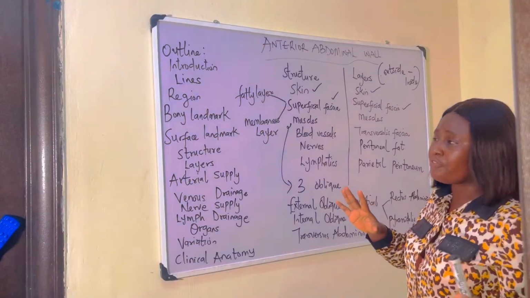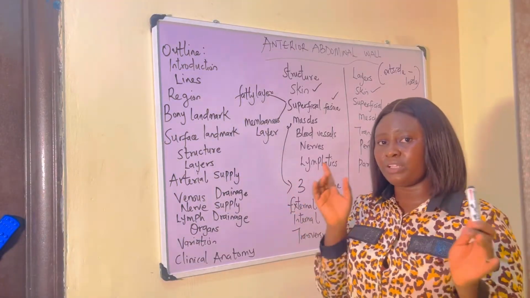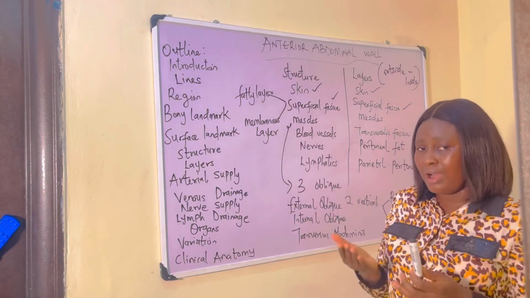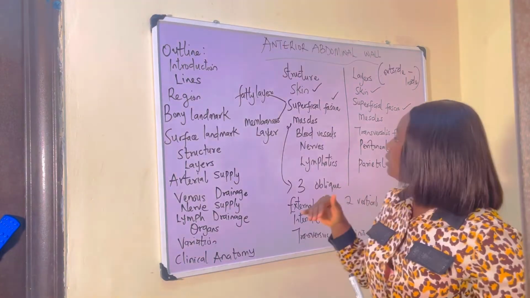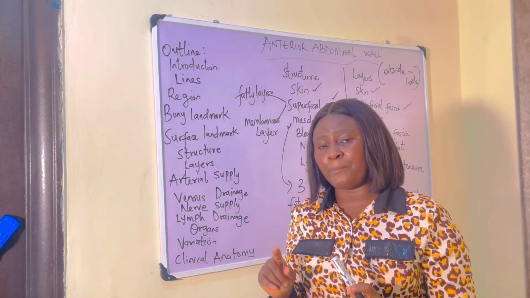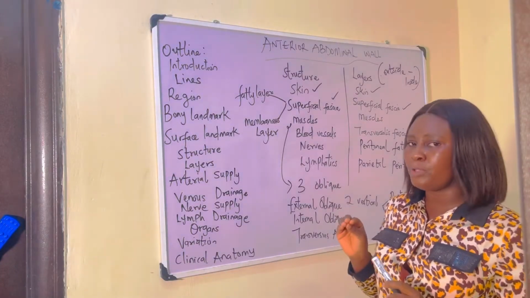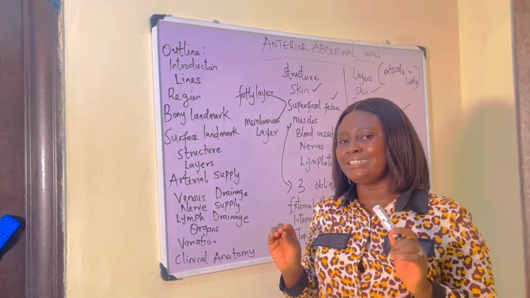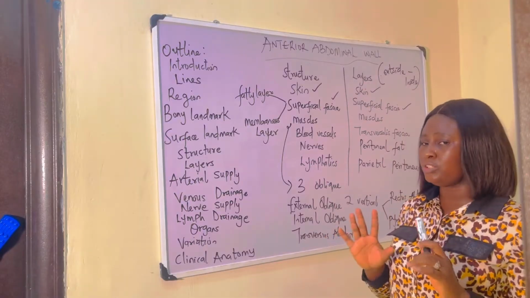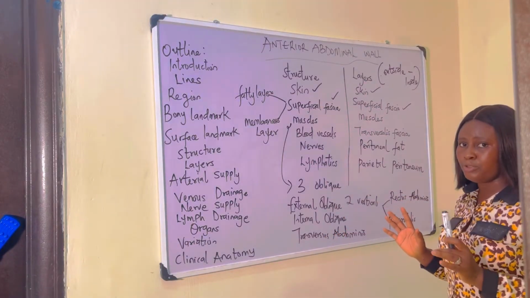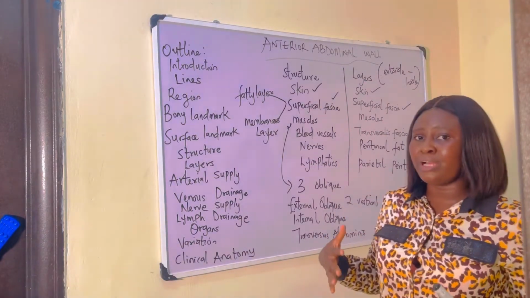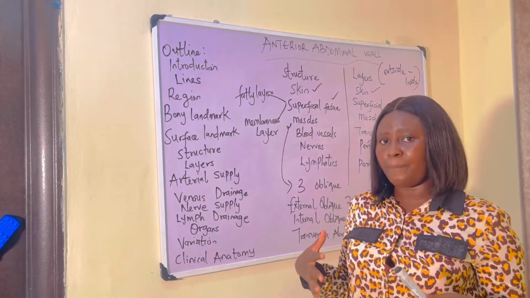It's also referred to as the Camper's fascia. That's for the fatty layer, which is on the outer part, and the Scarpa's fascia, which is the membranous layer, which is in the inner part. I want you to note that the anterior abdominal wall does not present a deep layer, a deep fascia. There's no deep fascia in the anterior abdominal wall. This is to allow the free movement of the organs that we can find in the anterior abdominal wall.